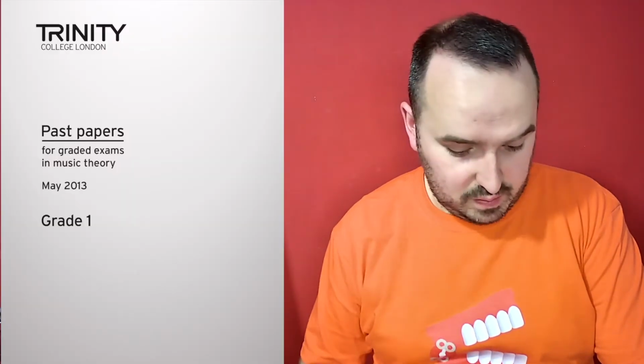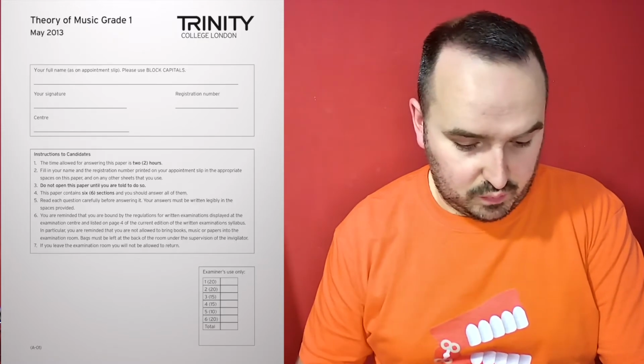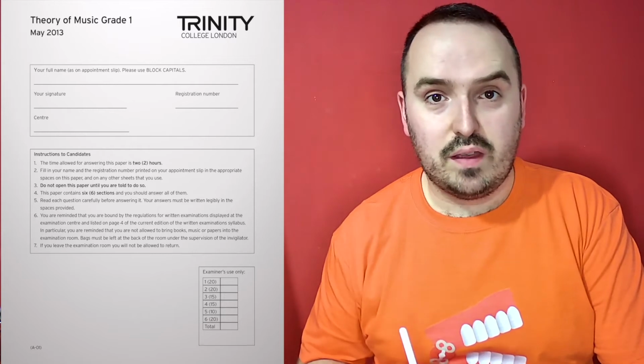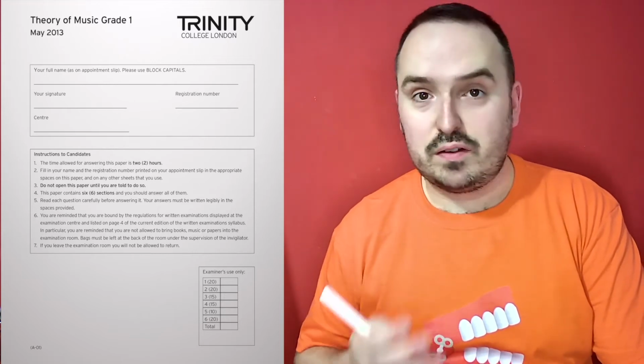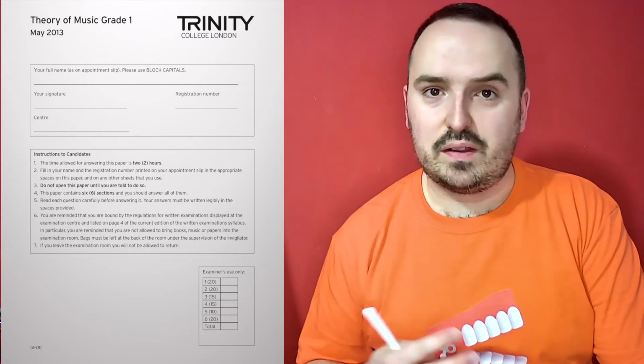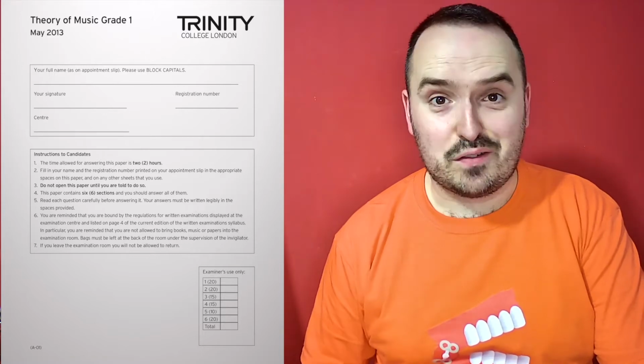So as we can see, we've got the Grade 1 May 2013 paper, and we've got the first page. Obviously on this page you just put in all your details: name, signature, registration number and centre. That is all going to be with you on the day as well, and you should have that in your registration documents too. But just have a read through those instructions to candidates when you get to that exam as well.